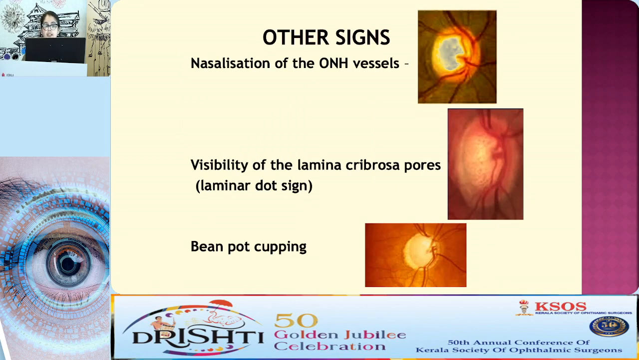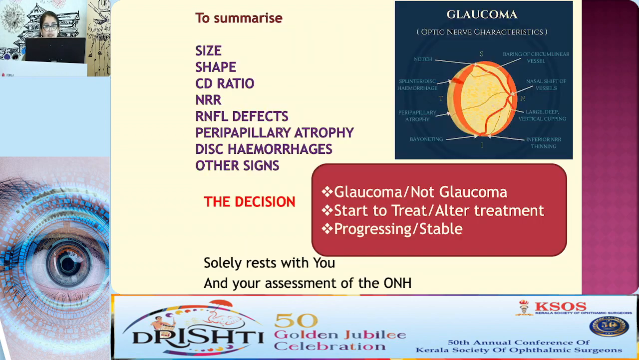Usually all my PGs write these classic signs, but the initial important steps are usually missed. So systematically analyze the optic nerve head to reach the decision. Is it glaucoma or not glaucoma? Whether we have to start treating or alter the treatment. Is it progressing or stable?